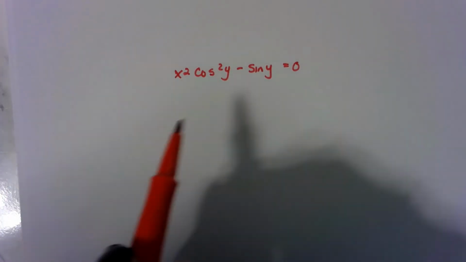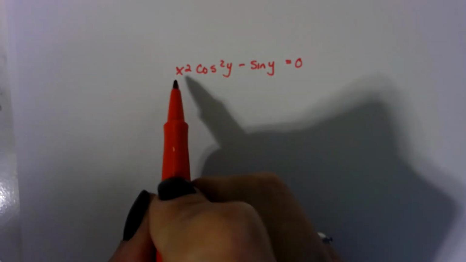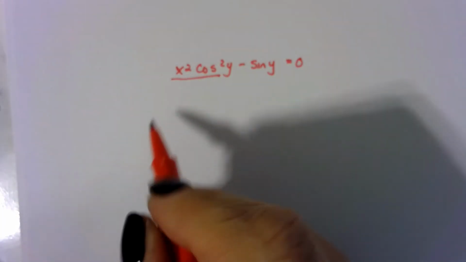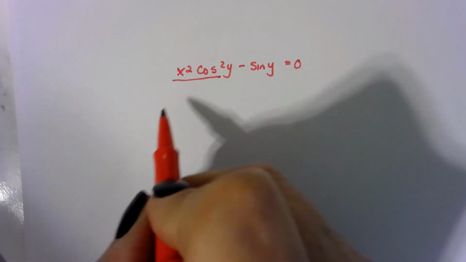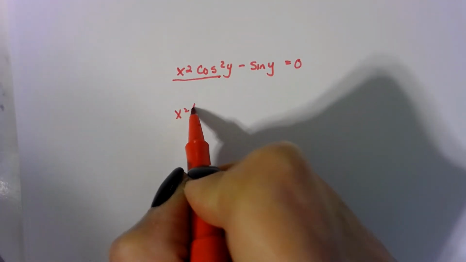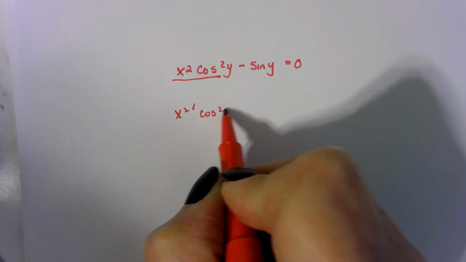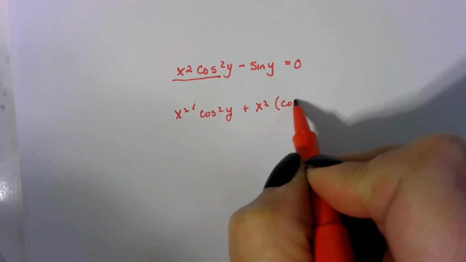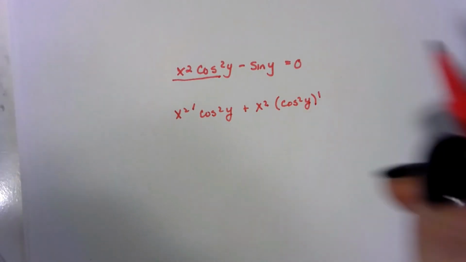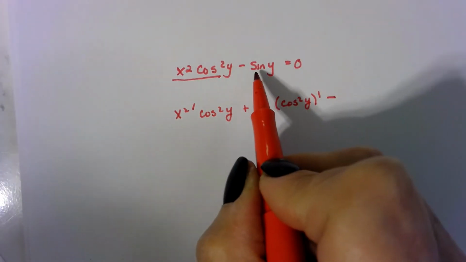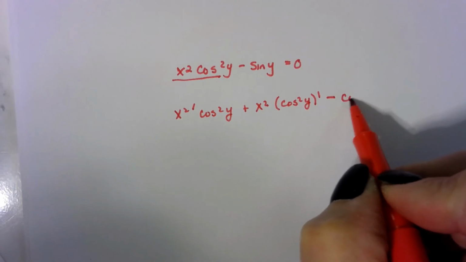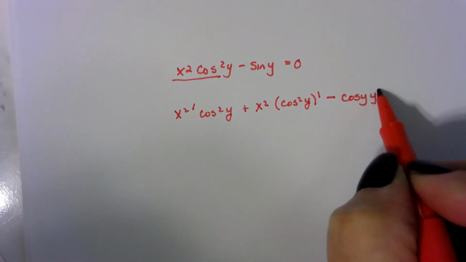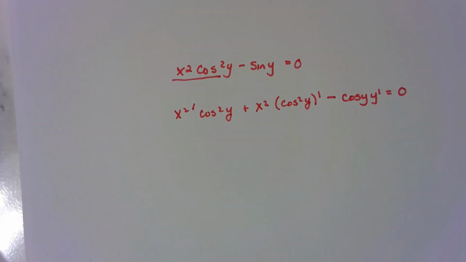Alright, here's another type. Now look, we're going to differentiate every term on both sides, right? Here I have a product rule, so I'm going to write out the product rule. I'm not going to take the derivative yet. I'm going to have (x squared)' times cosine squared of y, plus x squared times (cosine squared of y)', minus the derivative of sine of y, which is cosine of y times y prime, equals 0.